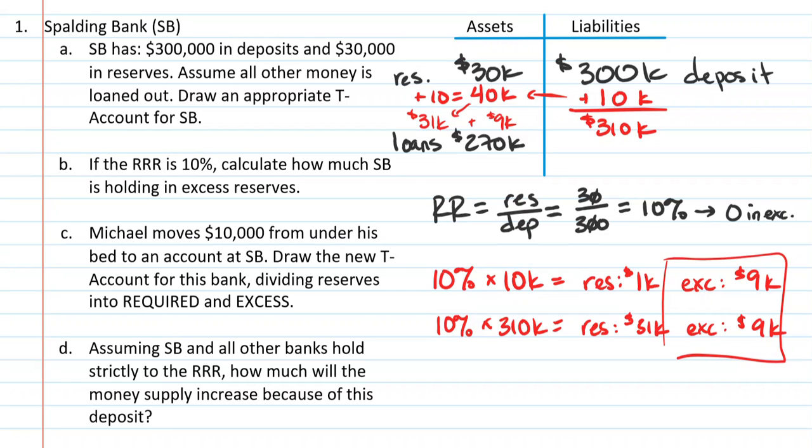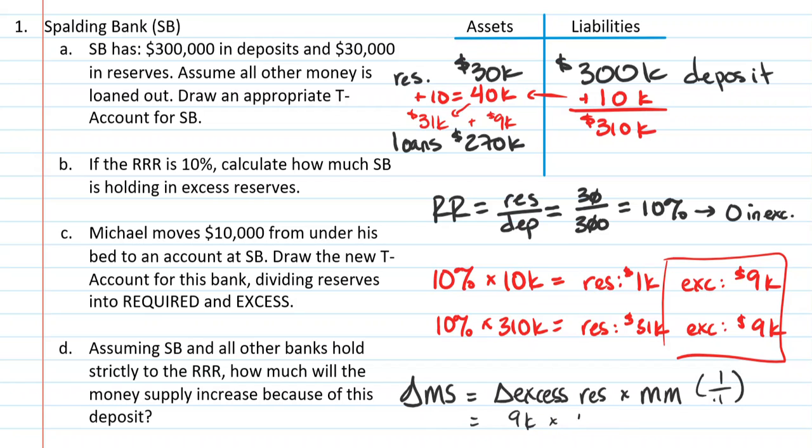And our final question here is, if we assume that Spalding Bank and all other banks hold strictly to the required reserve ratio, how much will the money supply increase because of Michael's deposit? So we use our equation that says the change in the money supply is equal to the change in excess reserves times the money multiplier. Our money multiplier is 1 over 10%. So in this case, 1 over 0.1, which is going to be 10. And we get that a change in excess, 9,000 extra dollars to loan out, times a money multiplier of 10, means that the money supply can increase by a potential of up to $90,000.